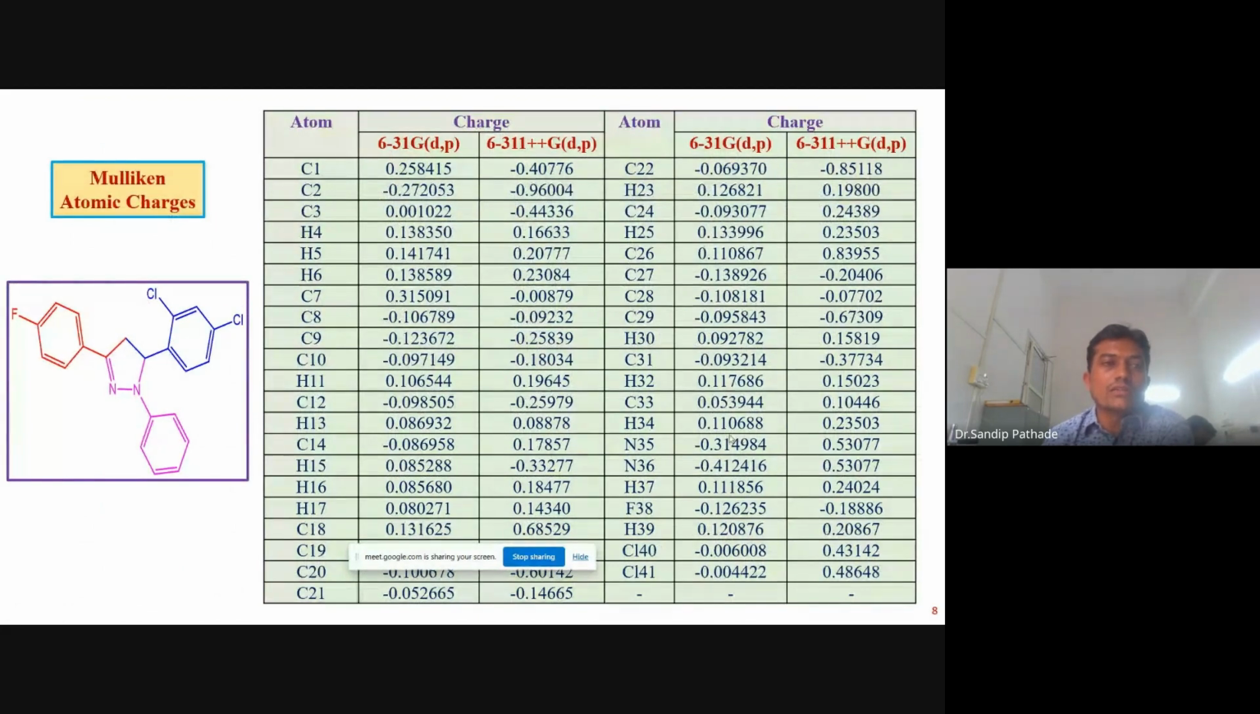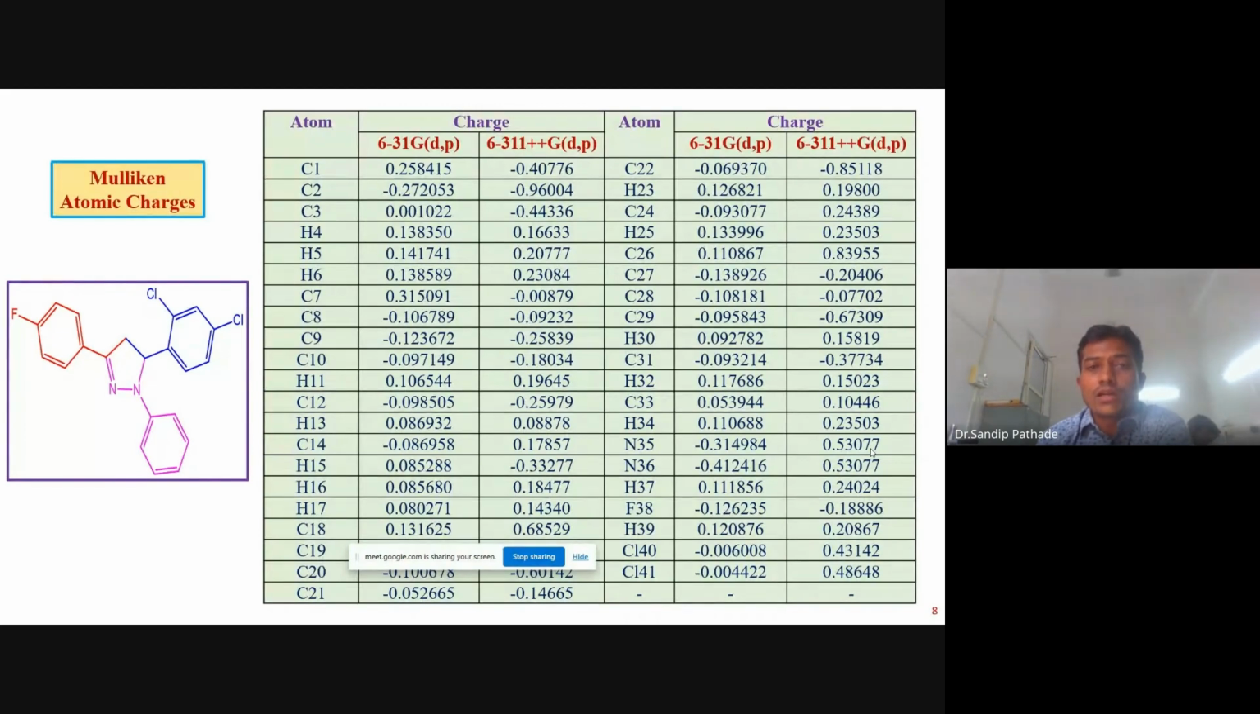Then we also investigate the molecular atomic charges for our synthesized molecule. Nowadays, molecular atomic charges are very crucial to determine the reactivity of the molecule. Therefore, we investigate the molecular atomic charges by using two different basis sets, that is the 6-31G(d,p) basis set, and another one is the higher basis set, that is the 6-311++G(d,p) basis set. And this is the result of the molecular atomic charges. This result shows that this nitrogen atom is electronegative in nature. At 6-31G(d,p) basis set, it shows the negative molecular atomic charge, while at the 6-311++G(d,p) basis set, it shows the positive molecular atomic charge.